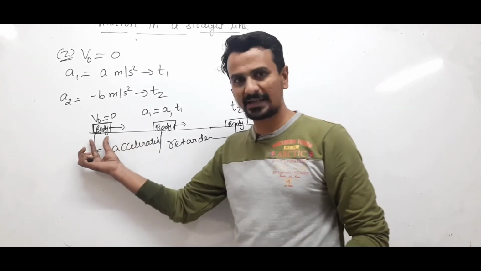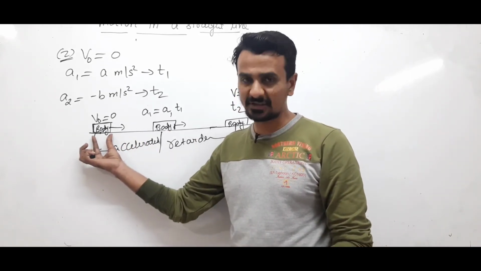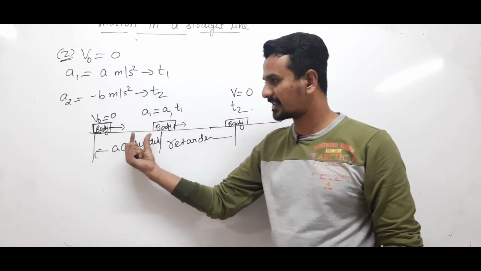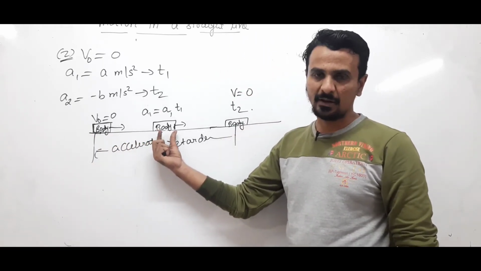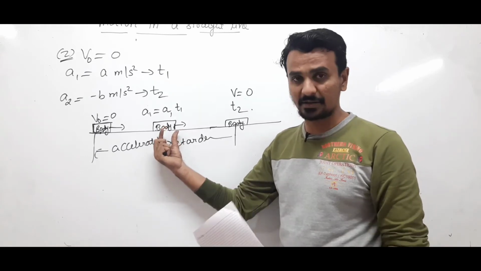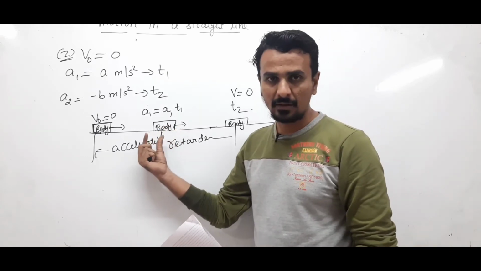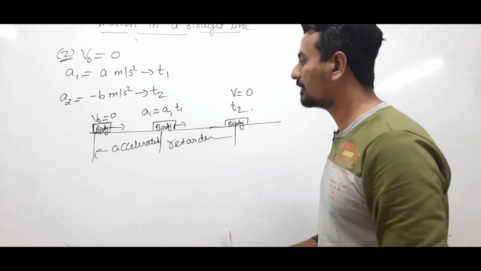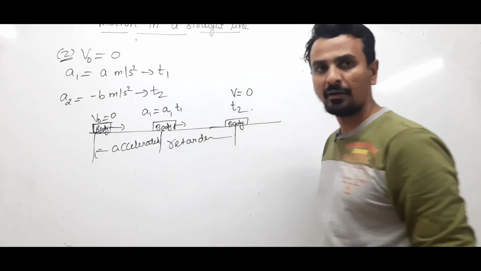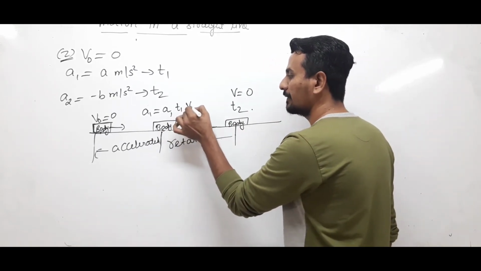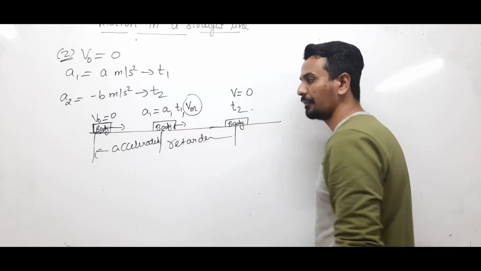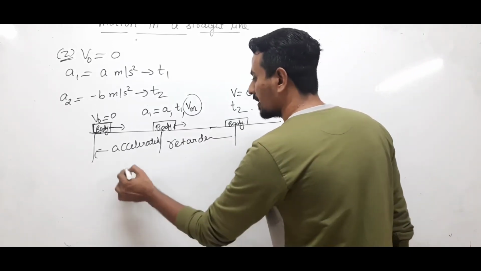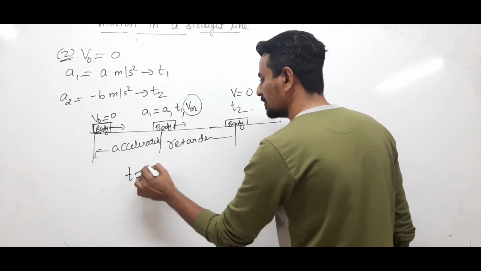So the body will have maximum velocity at this point. See, here the velocity was 0. Then it is moving with positive acceleration. It means the velocity of the body is increasing up to time t1. Then it is performing retardation. That means from time t1, the body is now moving with decreasing velocity. So the maximum velocity of the body will be here at this point, right? So let us say this velocity is Vm, and we have been told to calculate this velocity. Okay, and total time elapsed is given. So total time will be t1 plus t2.